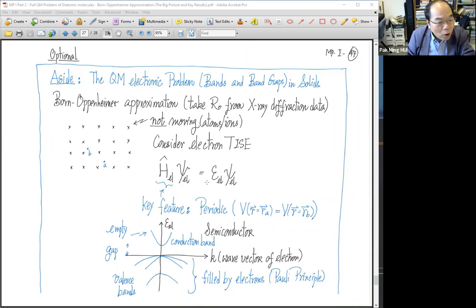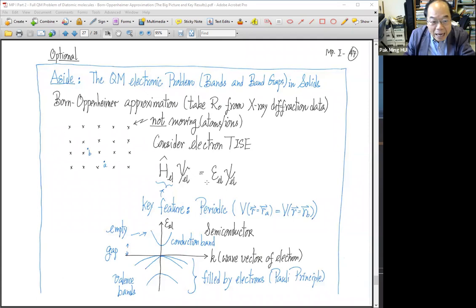We discussed Born-Oppenheimer for a diatomic molecule. I think you can easily extend the idea to triatomic or bigger molecules. But I would like to point out, this Born-Oppenheimer approximation is also at the heart of solid state physics.